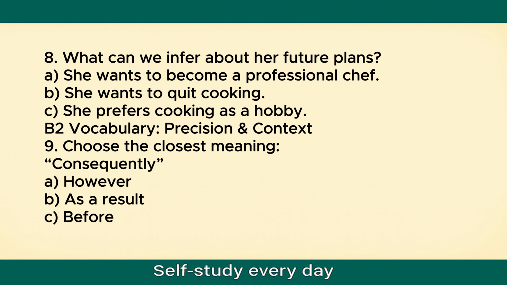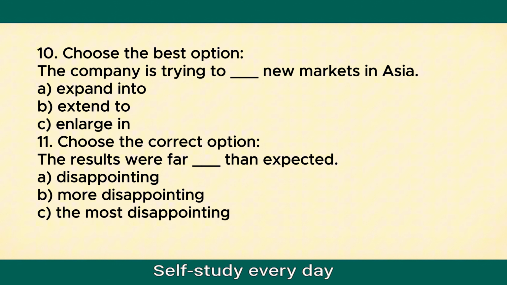B2 Vocabulary, Precision and Context. 9. Choose the closest meaning. Consequently. A. However. B. As a result. C. Before.